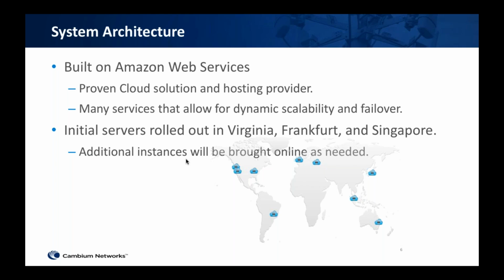When we just started with CN Maestro, the initial servers were rolled out in the United States in Virginia, and in Europe it was Frankfurt and Singapore, and we are adding more places depending on the amount of customers from certain areas, to decrease the latency on one side and to scale the load between the different instances in the cloud.